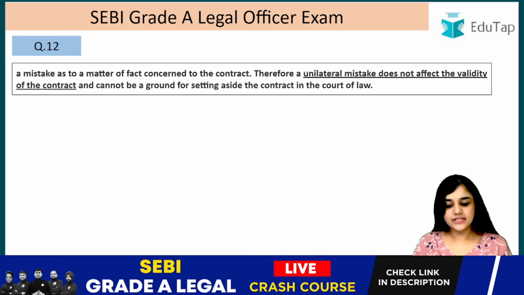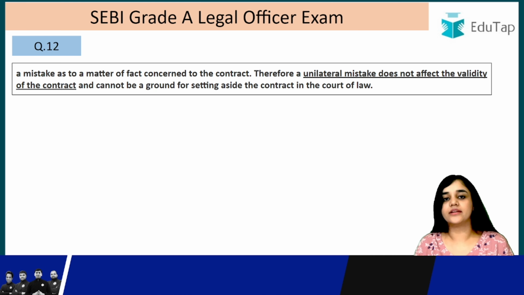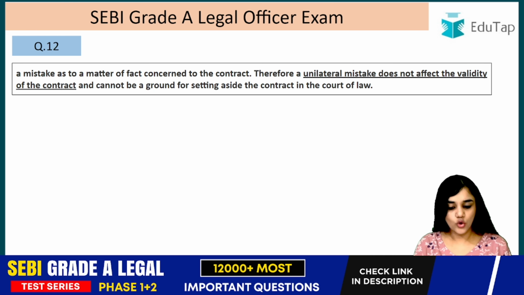Next, a mistake as a matter of fact concerned to the contract. Therefore, a unilateral mistake does not affect the validity of the contract, right? And cannot be a ground for setting aside the contract in the court of law. So here A cannot ask the court to set aside that contract.